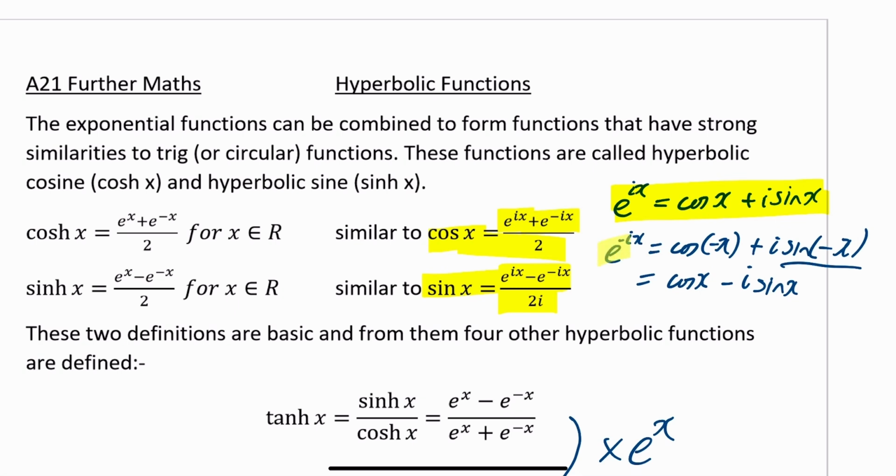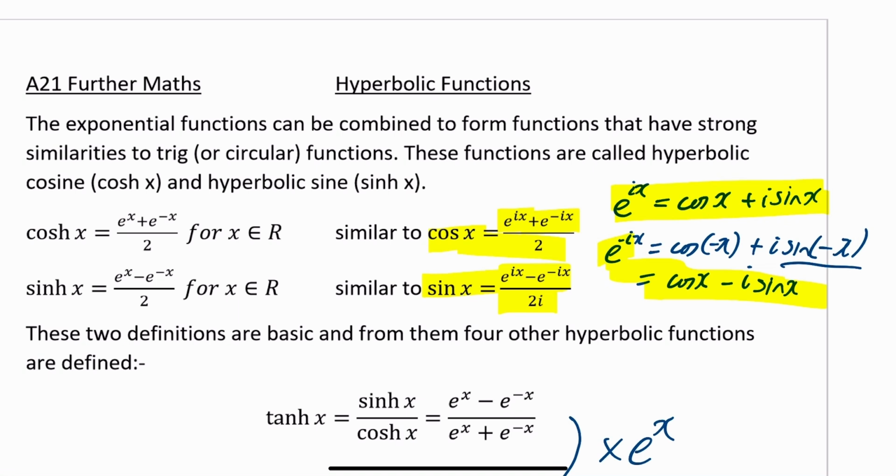So if you add this thing and the thing above, what you would get is e to the ix plus e to the minus ix is equal to 2 cos x, and that means cos x would be equal to e to the ix plus e to the minus ix all divided by 2.